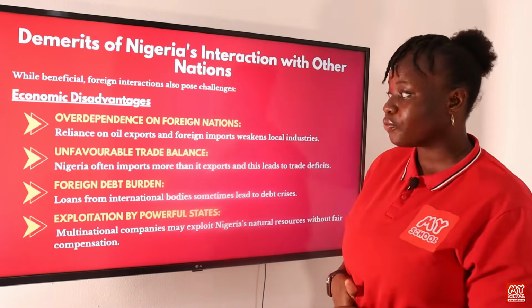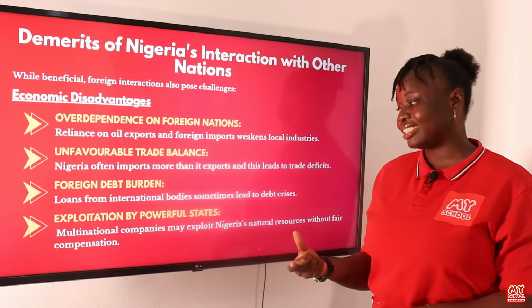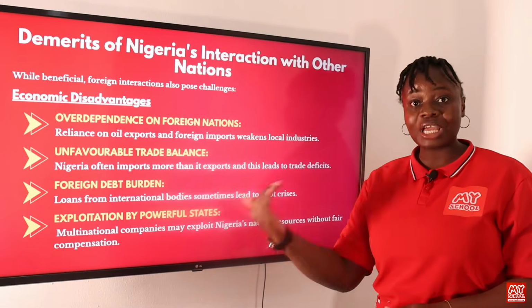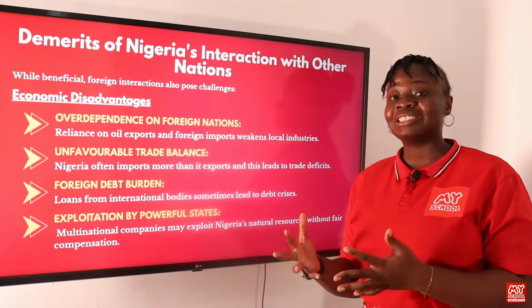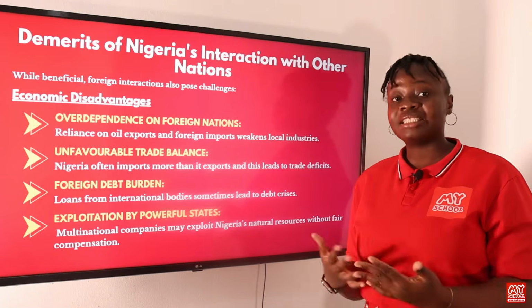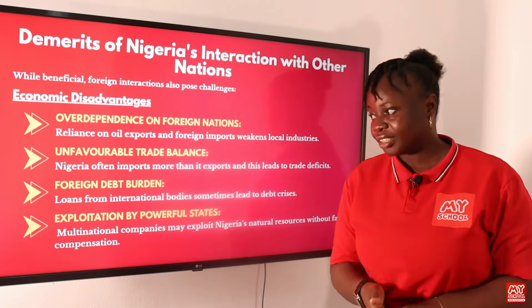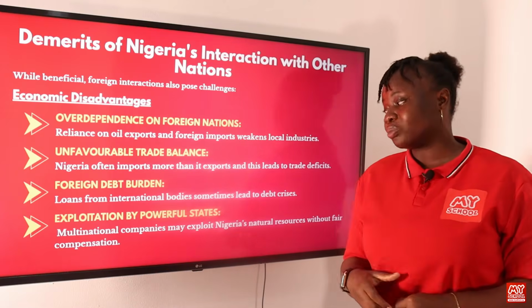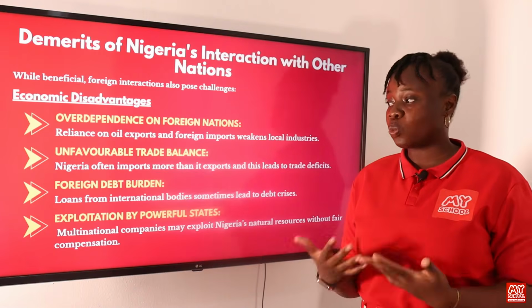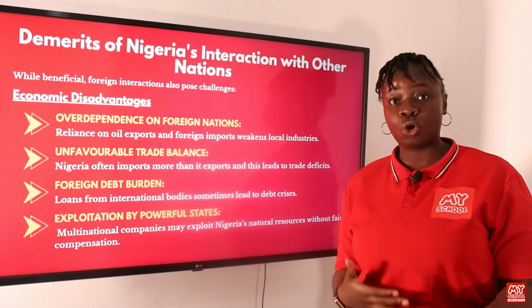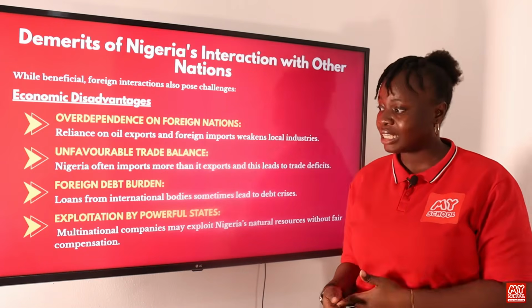Then it can also lead to unfavorable trade balance. So Nigeria often imports more than it exports, and this can lead to trade deficits. So when you're importing a lot more than you're exporting out of the country, that means that you're not getting enough revenue within the country. And another disadvantage is foreign debt burden. So loans from international bodies sometimes lead to debt crisis. So when we borrow from the IMF, we borrow from the World Bank, it can lead to a lot of debts for the country, and it can be very difficult to pay those debts back.